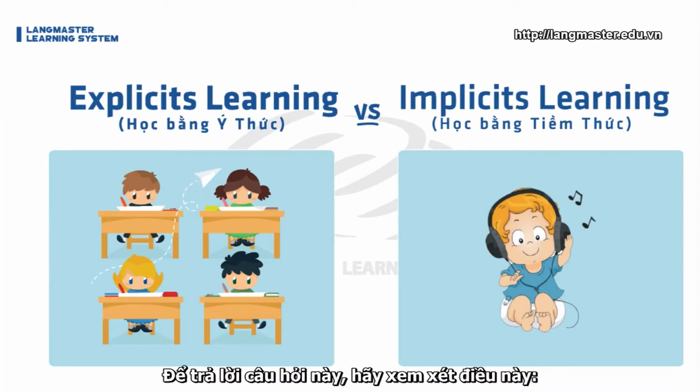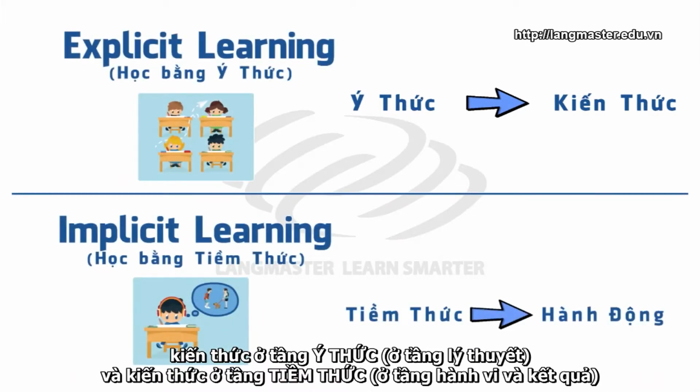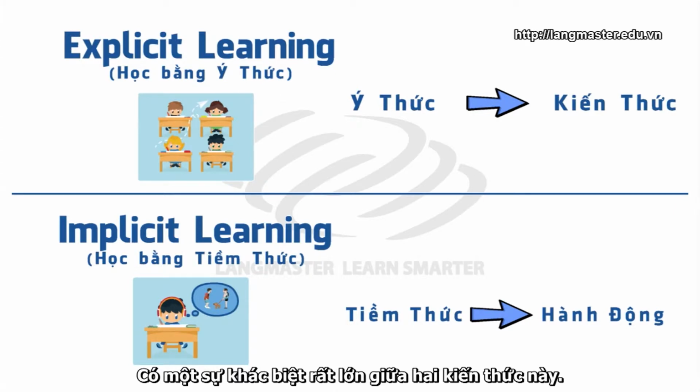To answer this question, consider this. Just like there are 2 types of learning, there are also 2 types of knowledge, explicit knowledge and implicit knowledge. Explicit learning results in explicit knowledge, whereas implicit learning results in implicit knowledge. And there's a very big difference between these 2 knowledges.